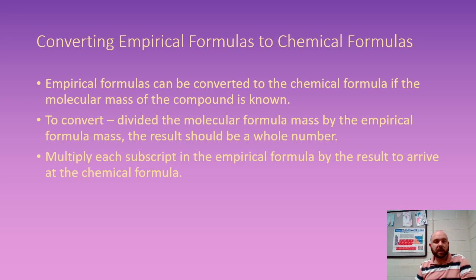Now, we can take an empirical formula and convert it to the actual chemical formula if we are given the molecular mass of the whole compound. To do so, we will divide the molecular formula mass by the empirical formula mass. That result should give you a whole number. Then we will multiply each subscript in the empirical formula by that whole number to arrive at the chemical formula. We'll see a couple of examples on the next few slides.